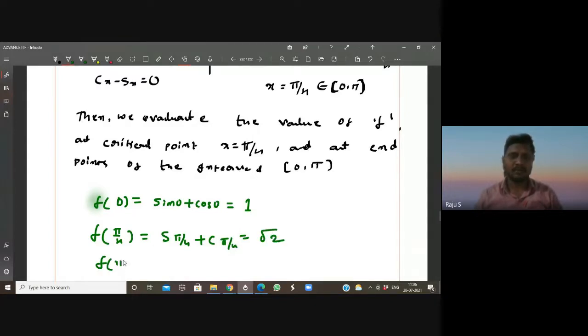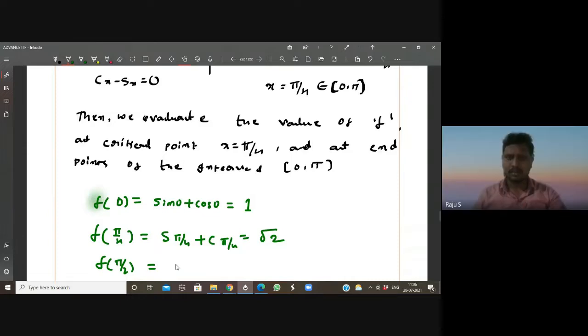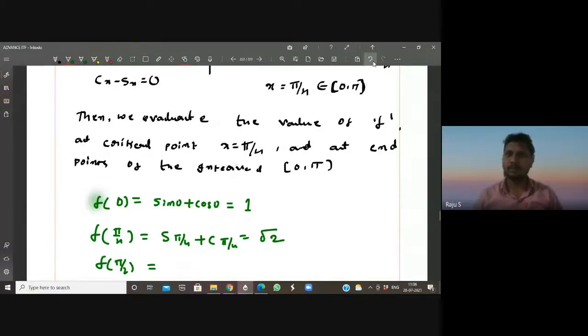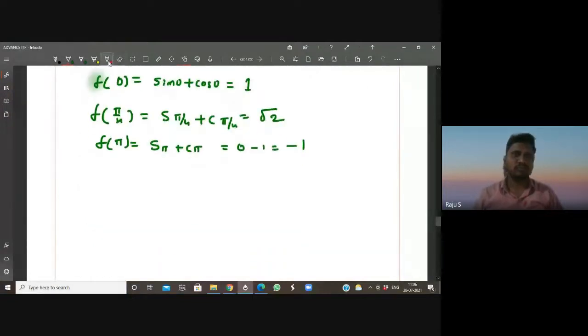f of pi. Sin pi plus cos pi is 0 minus 1, which is minus 1. So among these three values, what is the highest value?